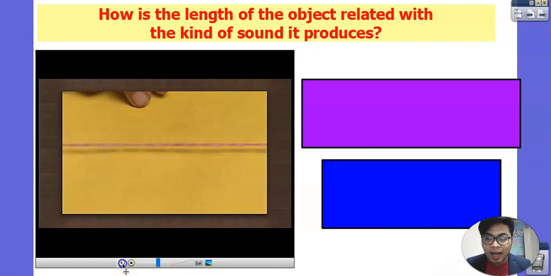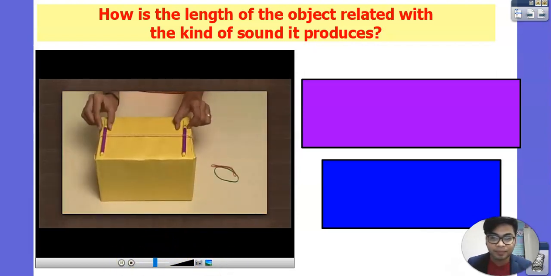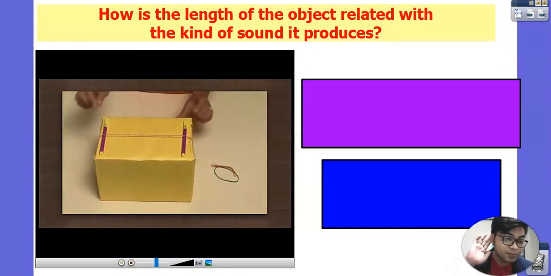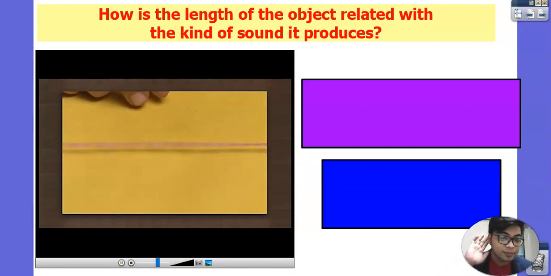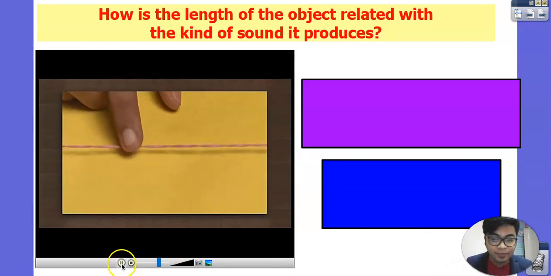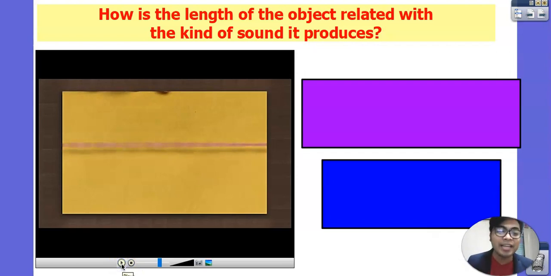So I want you to put your phone or your laptop at full volume right now. Let's try to listen to the quality of the sound which is produced. I'm gonna repeat it one more time. Pluck the band now. The rubber band starts vibrating. Try to take note of the sound which is produced in here.